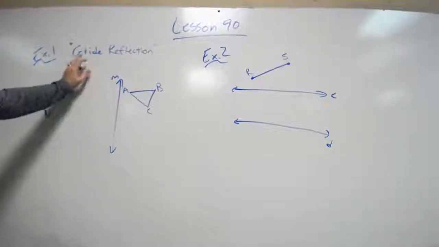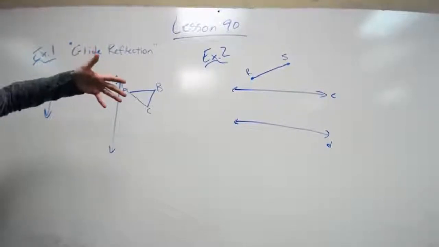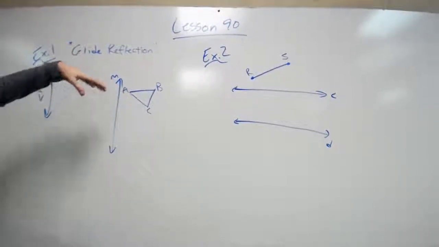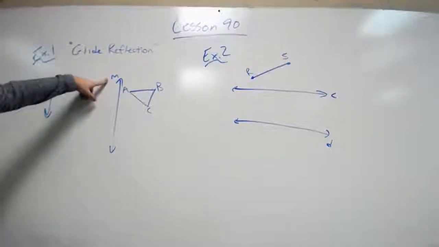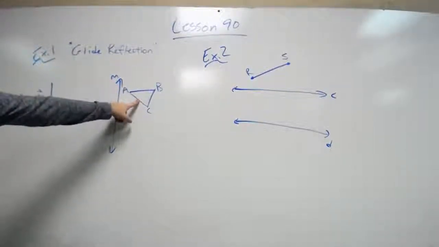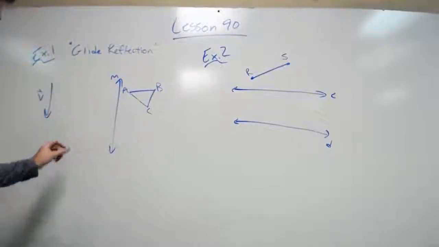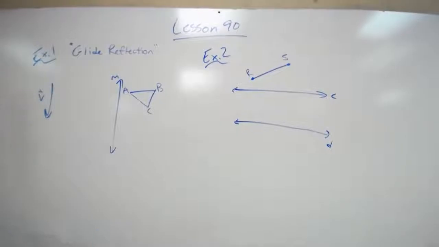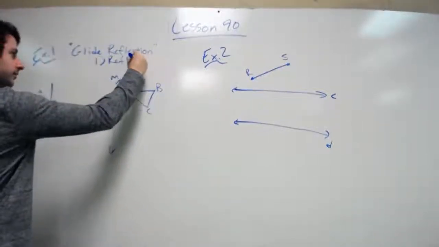What it is, is just combining two different transformations that we've done in the past. We've done a glide or a slide in the past, and we know what a reflection is. So in example 1, it says to reflect triangle ABC across line M and then translate it along vector V. So let's look at step 1. Step 1 was reflect, is what it wanted us to do.